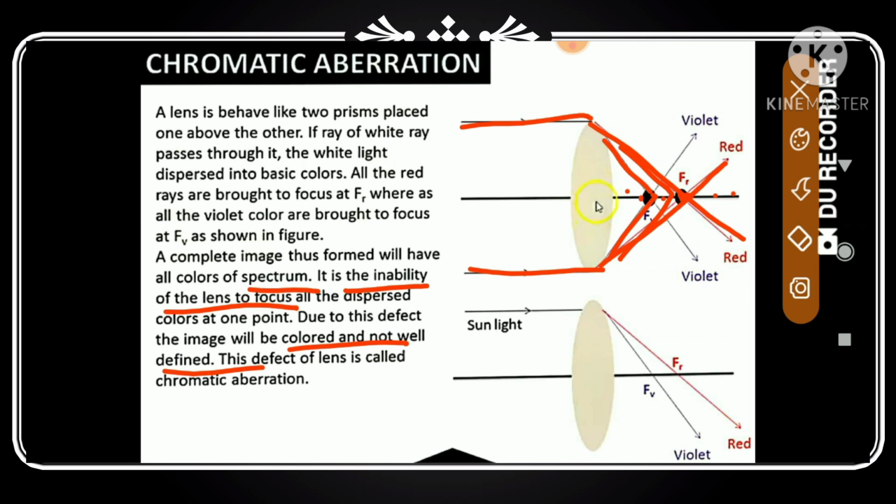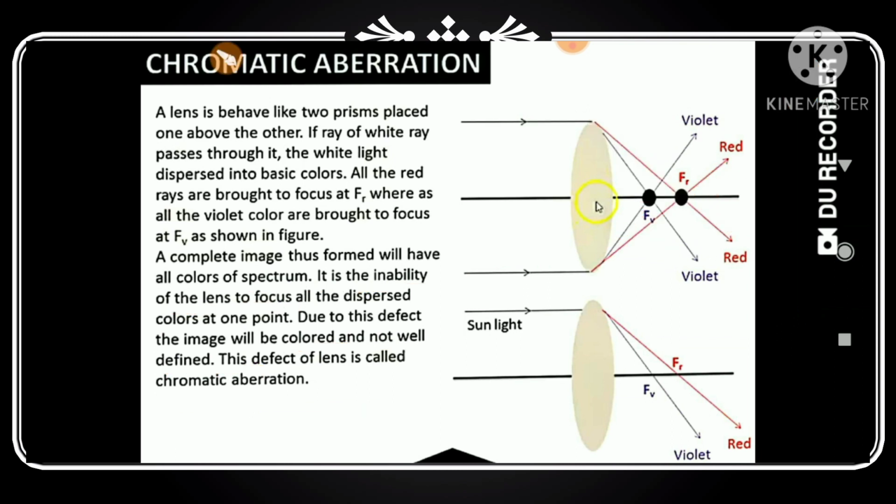This defect of the lens is known as chromatic aberration, due to which all the colors of the spectrum are formed and we do not get a well-defined image. This is chromatic aberration. Then, how do we remove this chromatic aberration?